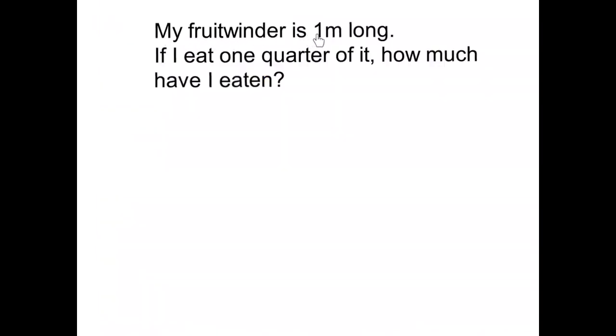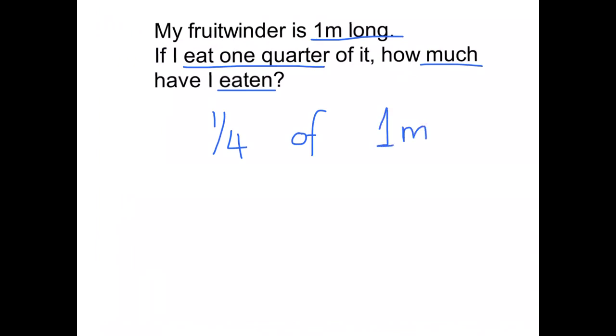My fruit winder is 1 metre long. If I eat 1/4 of it, how much have I eaten? Again, let's underline some of the important pieces of information. It's 1 metre long. I eat 1/4 of it. How much have I eaten? So I need to find out 1/4 of 1 metre. So this question we've got to do a little bit of converting first. So 1 metre is 100 centimetres. And I have to find 1/4 of that, so I divide it by 4.